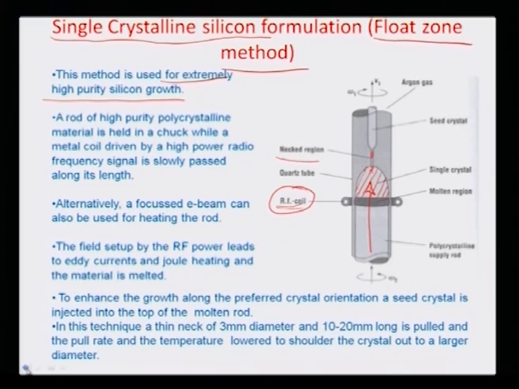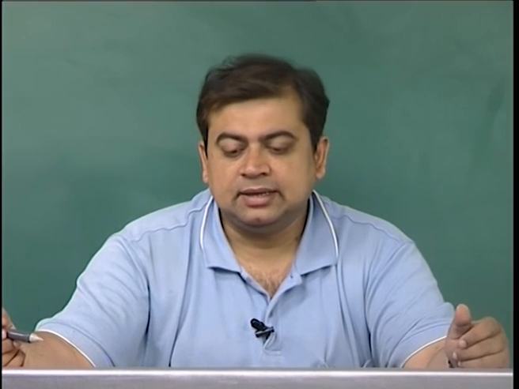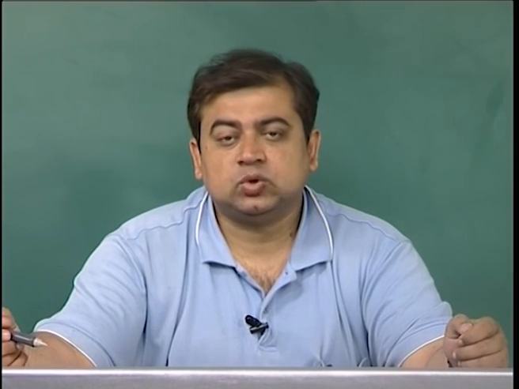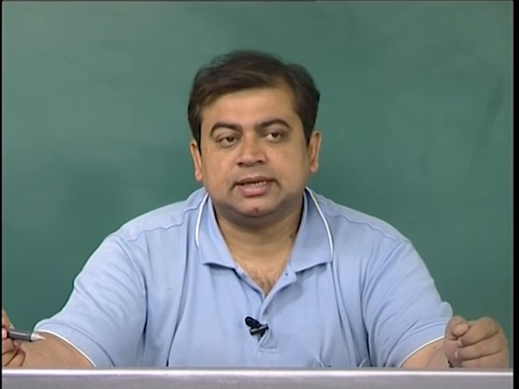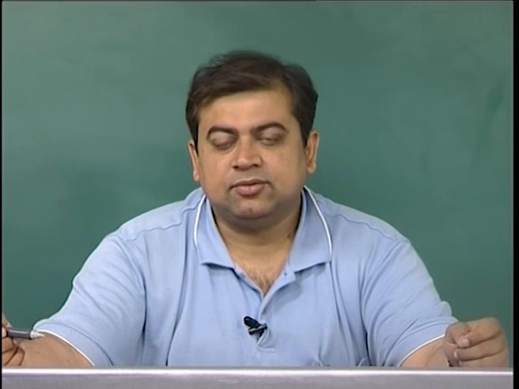So the other material of importance to microsystems fabrication is glass. Glass is actually chemically silicon oxide, and the content of silicon oxide, however, varies in different glasses. For example, soda lime glass would contain about 68% of silicon oxide. Borosilicate, another variety of glass, would contain about 81%, and the highest and the purest form of glass is quartz, really fused silica, which is actually 100% silicon oxide.